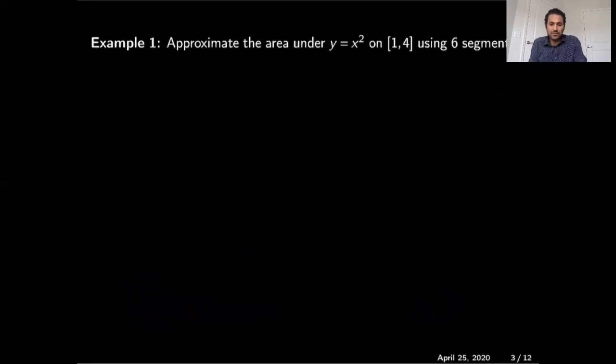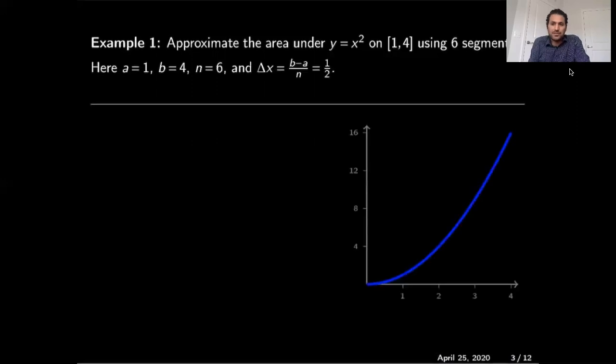Here I have one more example where you calculate the area under the graph of the function y equals x squared, from 1 to 4. This time we divide the region into 6 segments. If you start from point 1 and the endpoint is 4, how do you divide it into 6 segments?